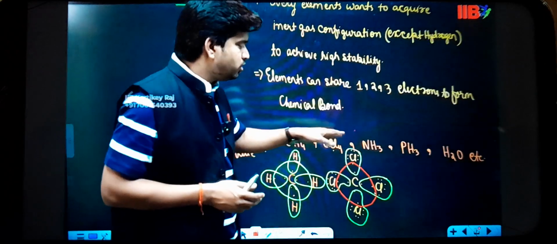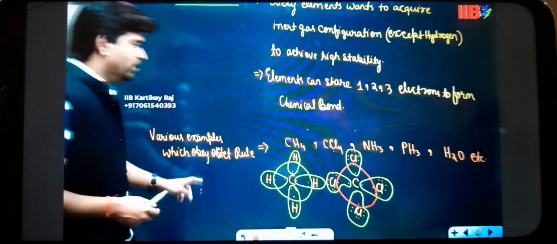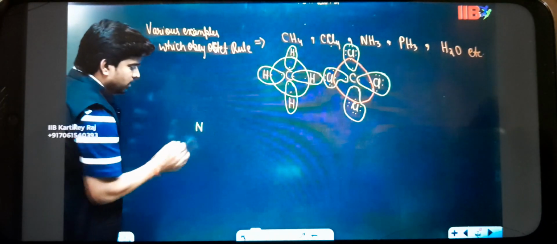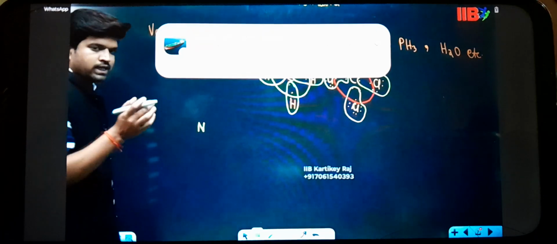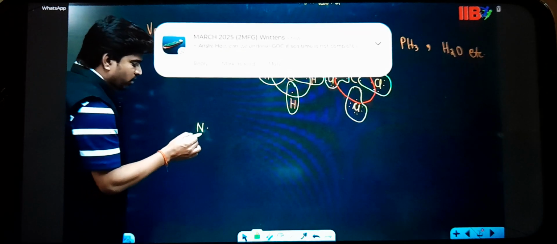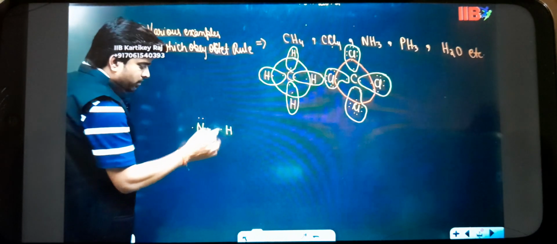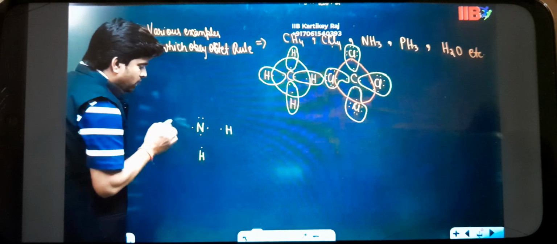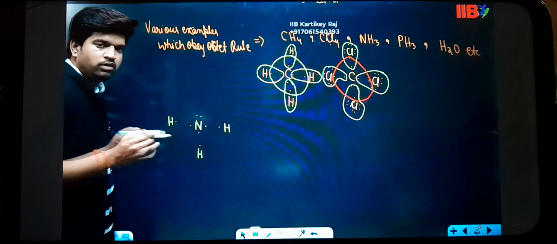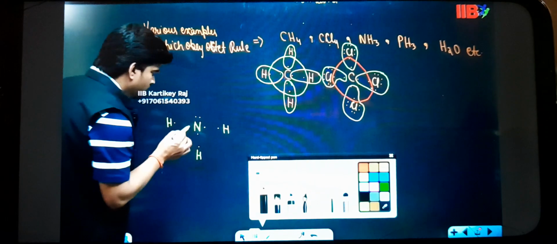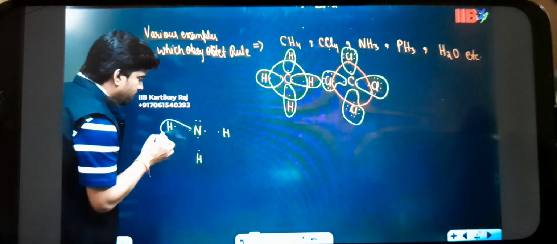Now see, question, take the example of ammonia. Ammonia consists of 5 valence electrons. Hydrogen you place here. I have already told you how to draw the Lewis dot structure. Now what you have to do? Hydrogen wants to maintain a duplet.